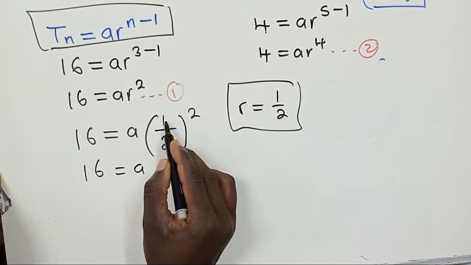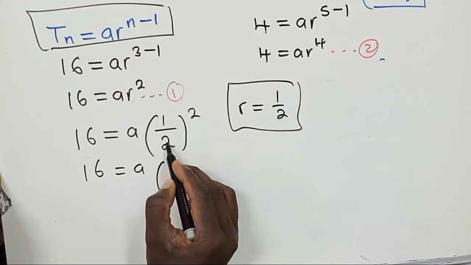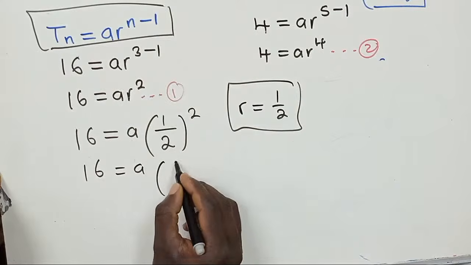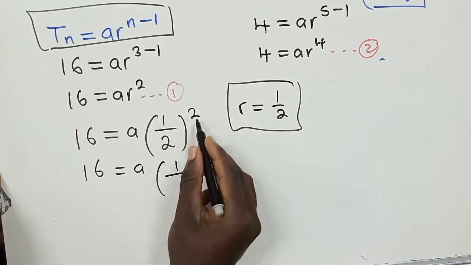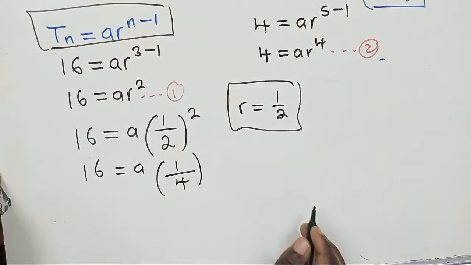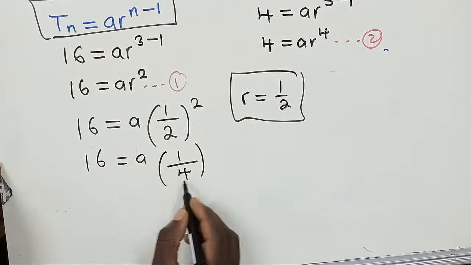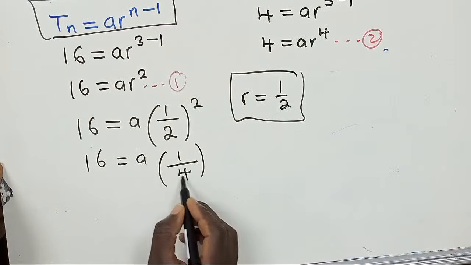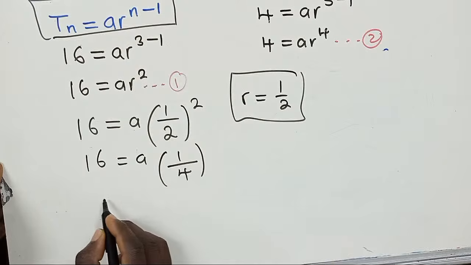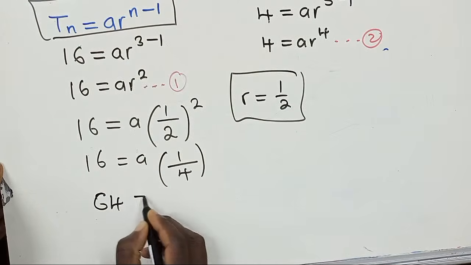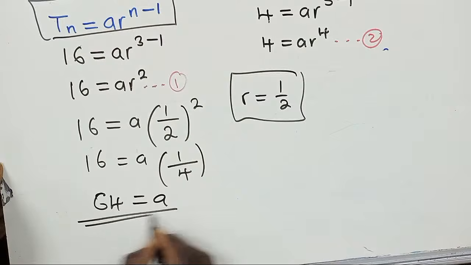Once we put it there, we have 16 is equal to A. This power is being applied to 1 and to 2 also. So 1 power 2 is 1. 2 power 2 is what? It's a 4. This is a fraction, so you can cross multiply. 4 times 16 is 64. So our A is equal to 64. We have answered question 1.